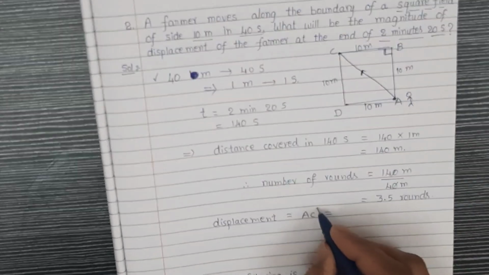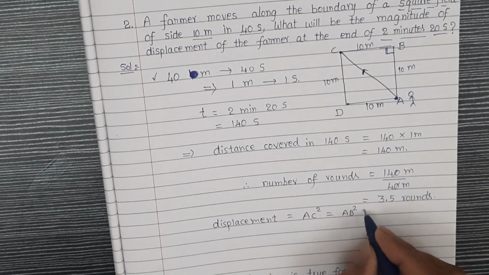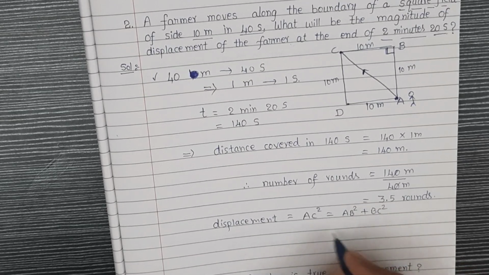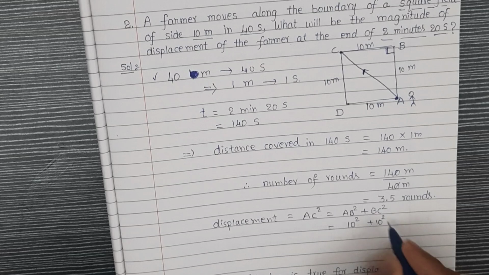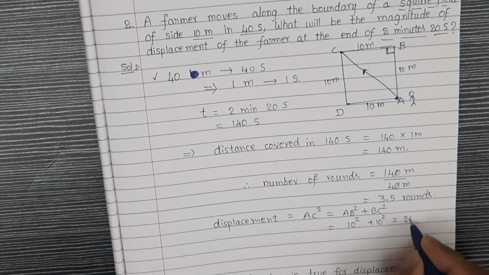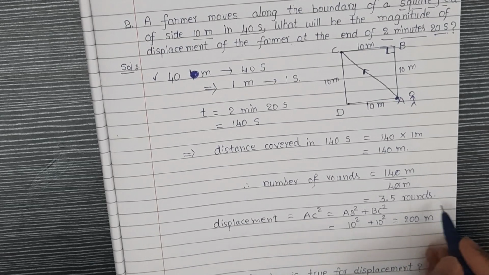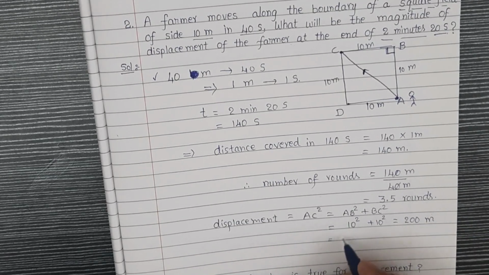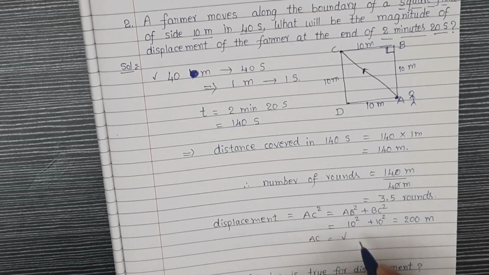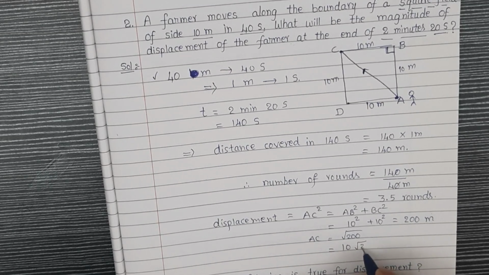Displacement is equal to AC, which can be easily calculated by using the Pythagoras rule. Hypotenuse square, AC square, is equal to side square plus side square, which is AB square plus BC square. That is 10 square plus 10 square, which is 100 plus 100, 200 meter square. Then AC is equal to under root 200, which is 10 root 2 meter.